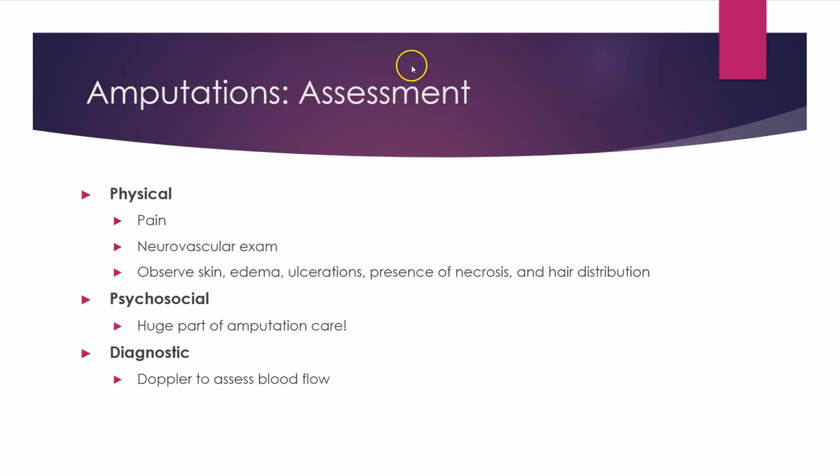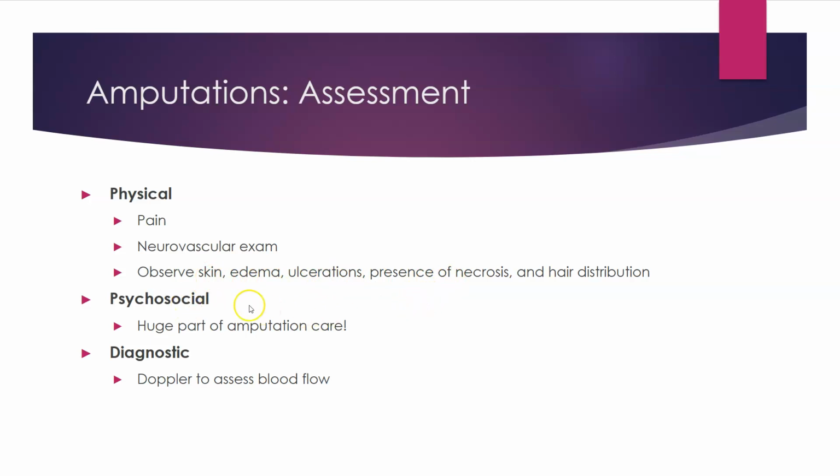On our assessment, some of the things that we'll see, of course, would be pain, and this pain could be related to the site. Otherwise, it could be neurovascular. It could be phantom limb pain, which is going to be hard to treat, but we can give things like Neurontin, gabapentin, to try and help with that. At the site, we're going to make sure that the skin is healing well, with no edema, no ulcerations or necrosis.